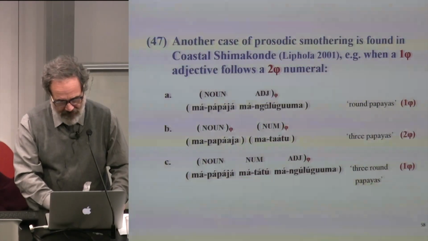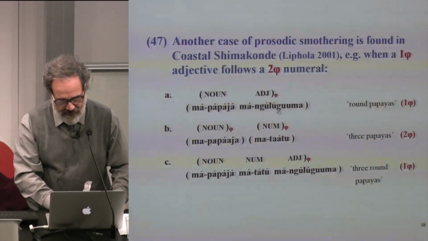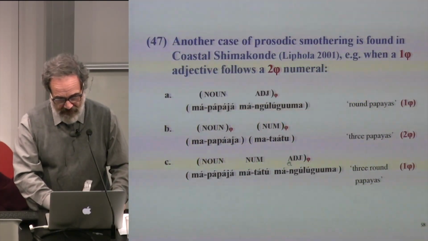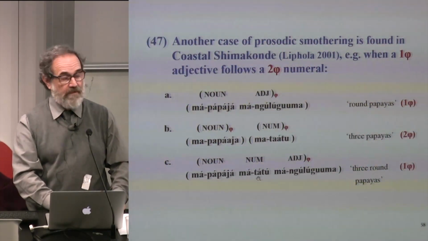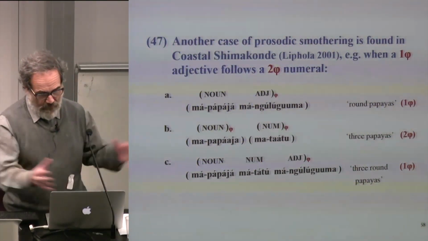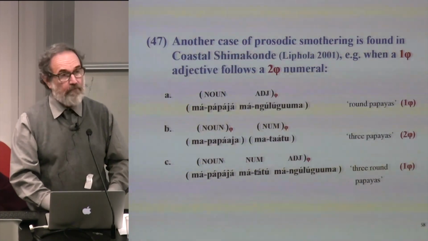So you get one long vowel at the end of the noun plus adjective. Numerals phrase separately, so you get two long vowels, two cases of penultimate lengthening. But when the adjective follows the numeral, that causes the whole thing to be one phonological phrase again. So that's the entrapment. This time the adjective has entrapped the numeral.